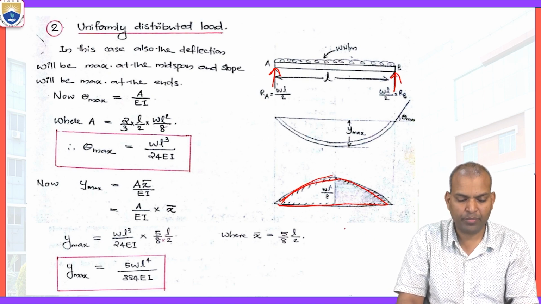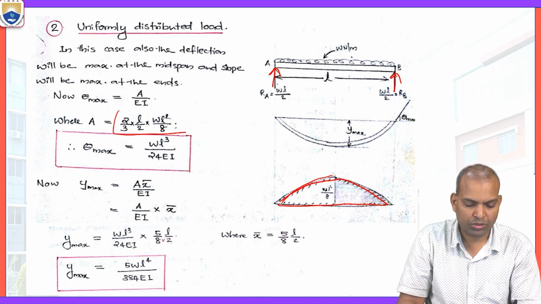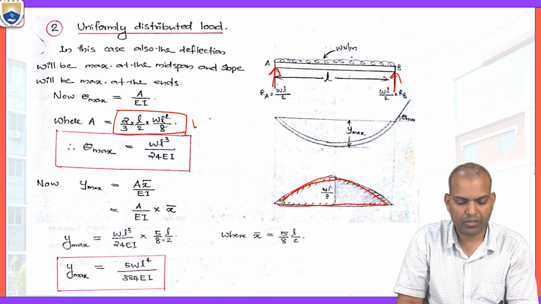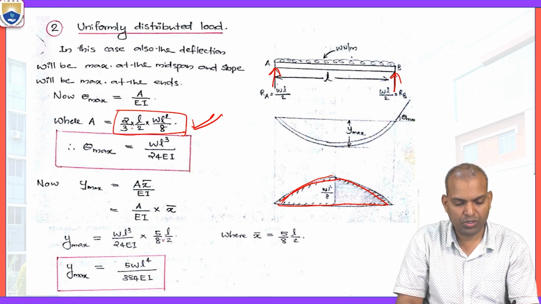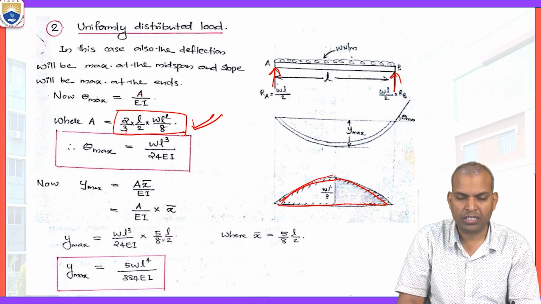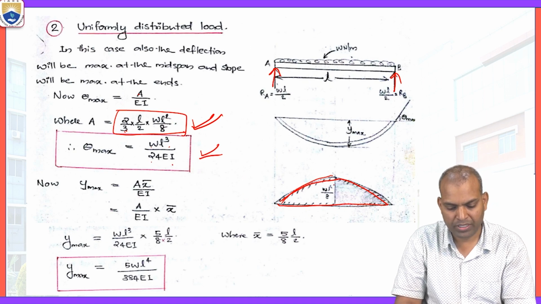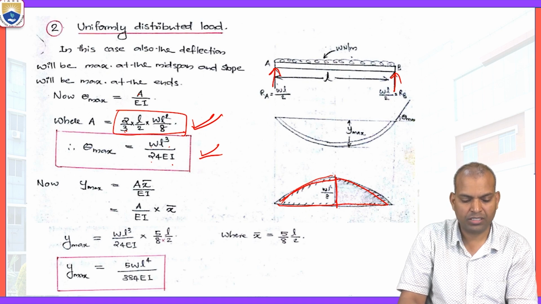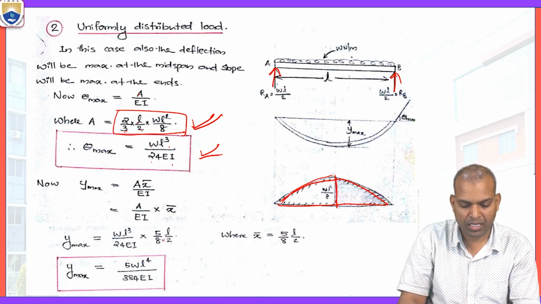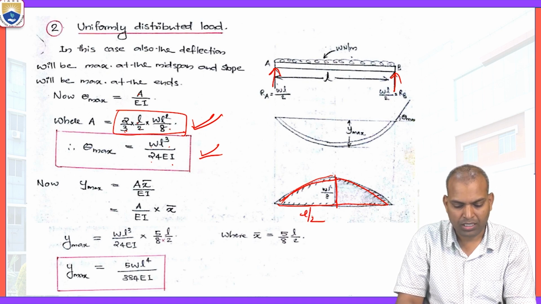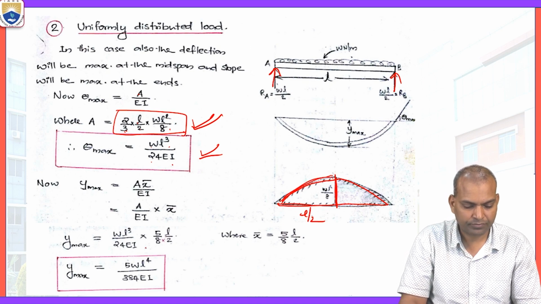The area of the bending moment diagram, that is 2/3 times L by 2 times WL square by 8. Substitute in the place of A this value, the area of the bending moment diagram, that is WL cube by 24 EI. How does it come here? Again 2/3 of base into height. Base is L by 2 and this is WL square by 8. That is what we consider here.